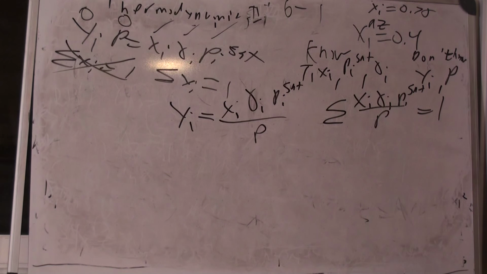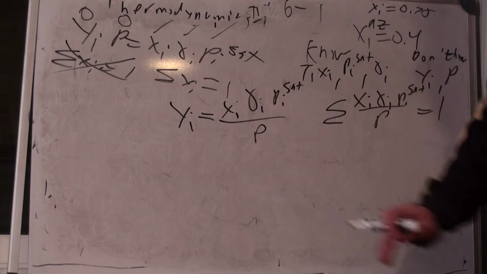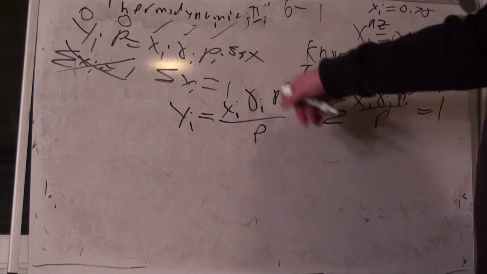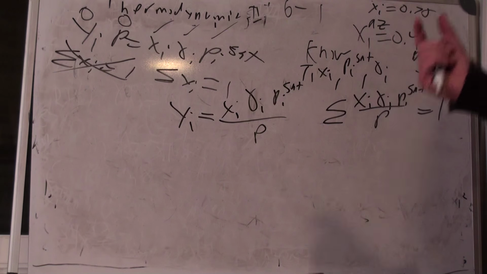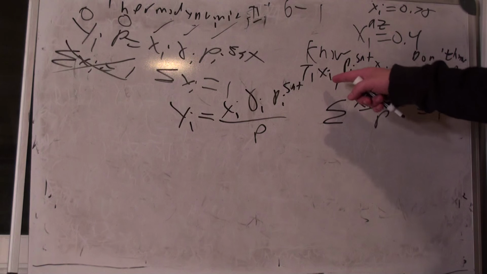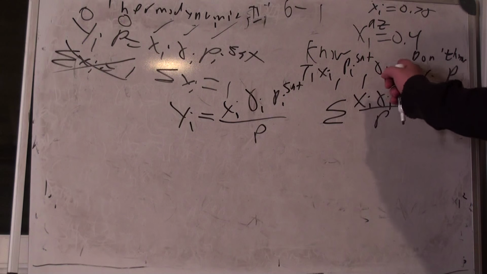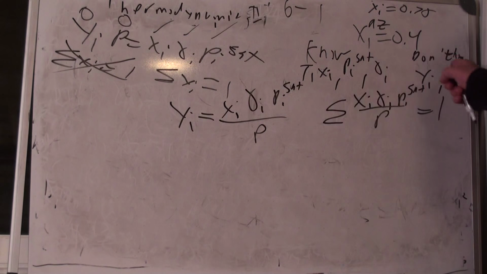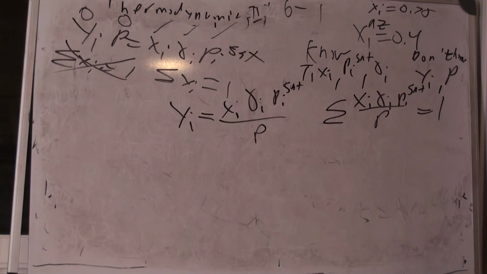Now, before I do that, so I don't get lost in the logic, let's back up a little bit. I solve for yi, and I ask myself, I don't know yi, do I know everything else on the other side? Do I know xi? I do know xi. Do I know gamma i? I do know gamma i. Do I know pi sat? I do know pi sat. Do I know p? Nope, that's in my don't know column. So everything on, quote unquote, the right side of the equation, I don't know.